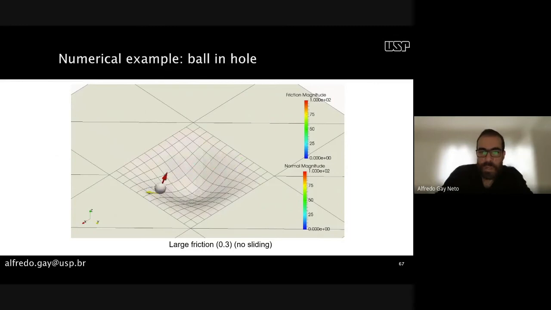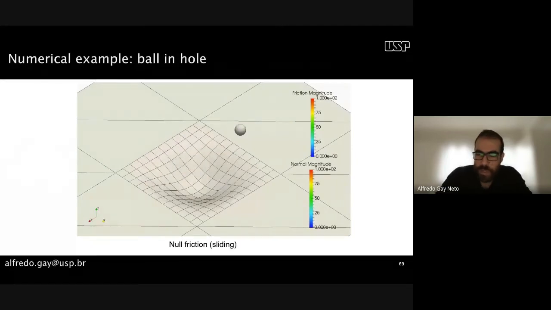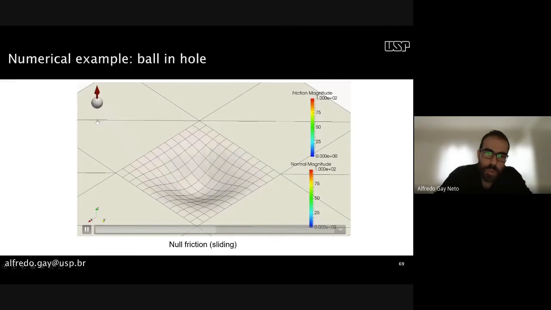Okay, now come to a very small friction. Then you can have some alternating rolling and sliding, and the ball is captured because it loses energy due to this sliding. So it stays inside the hole. On the other hand, if you have zero friction, you have a lot of sliding, of course, and you have a completely uncoupled angular movement from the translational one. And the ball, of course, does not dissipate energy and leaves the hole as well, sliding all the time. It's quite interesting.